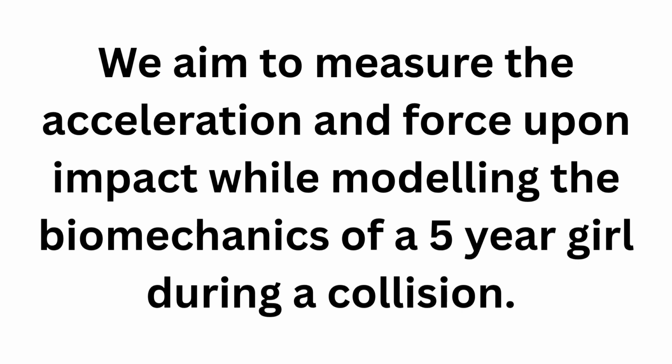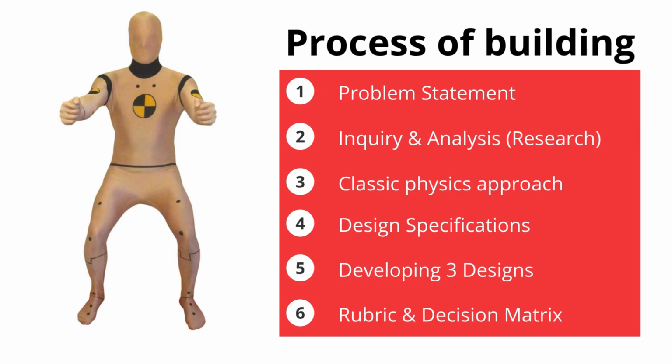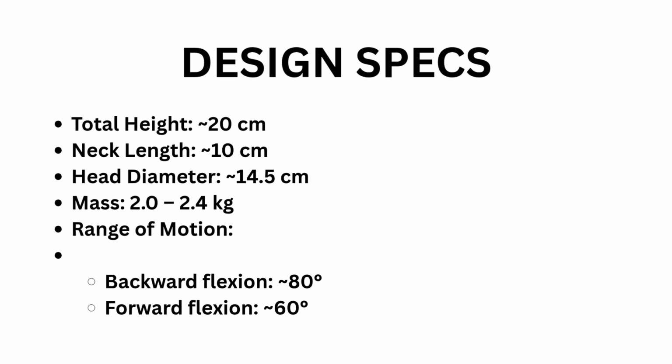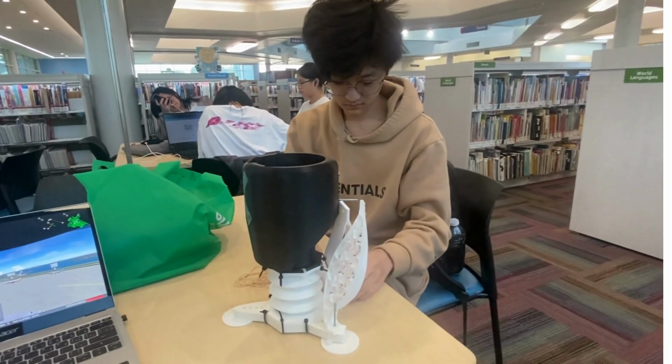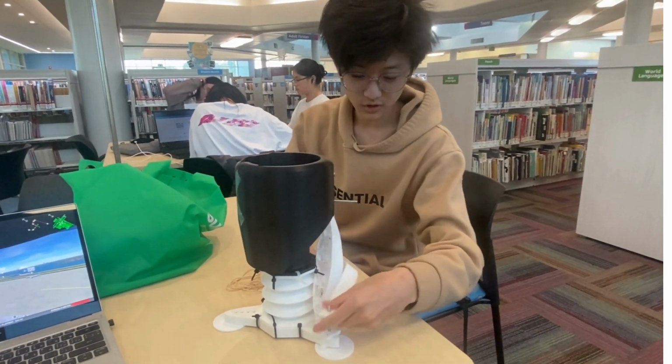We aim to measure the acceleration and force upon impact while modeling the biomechanics of the 5-year-old girl during the collision. For some design specifications, the model should be around 20 centimeters tall with the neck roughly 10 centimeters tall and a head diameter of 14.5 centimeters to mimic a 5-year-old girl's head. The mass would be around 2 to 2.4 kilograms and the range of motion should be around 80 degrees backwards and 60 degrees forwards. Ultimately, these design specifications help us ensure the model accurately mimics the movement of a 5-year-old girl to capture accurate data in a low-impact collision.